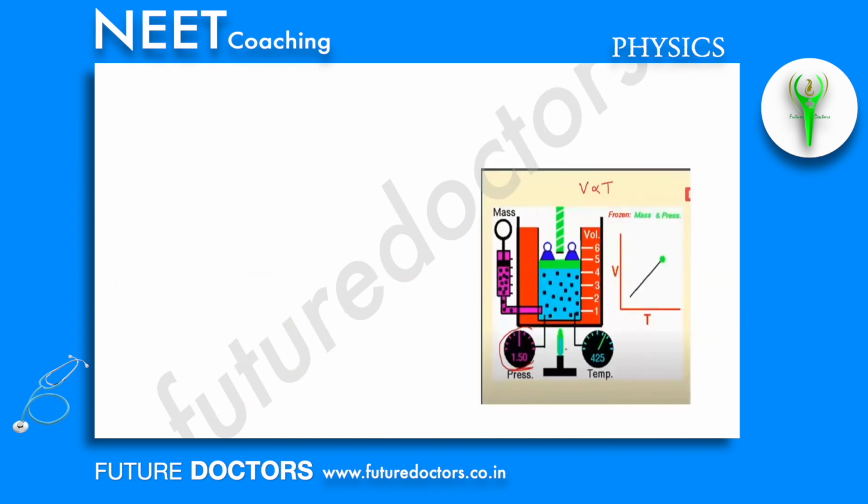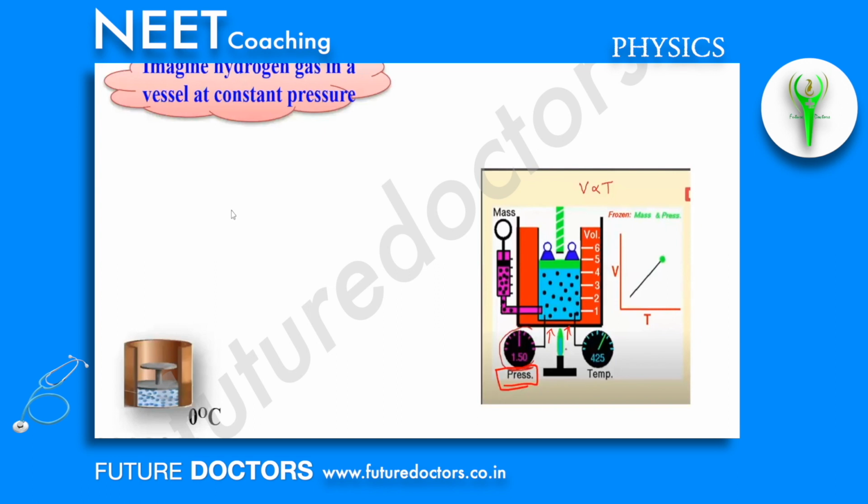This diagram shows how the volume changes with temperature. Here we are keeping pressure constant. This is the instrument which measures the pressure. So pressure is kept constant, and we are heating the gas molecules. When you are heating the gas molecules, the volume increases. So volume is directly proportional to temperature. When you increase the temperature, the volume of the gas increases.